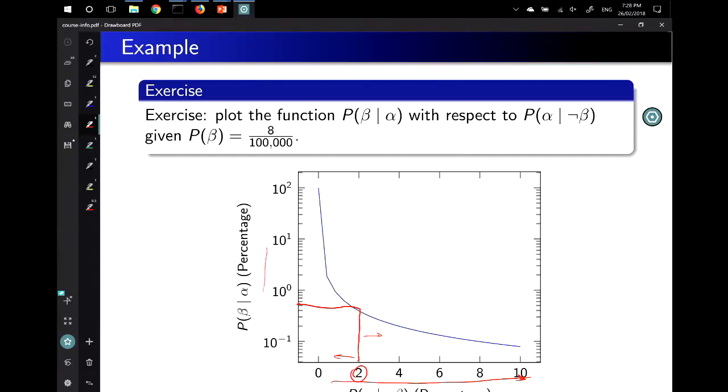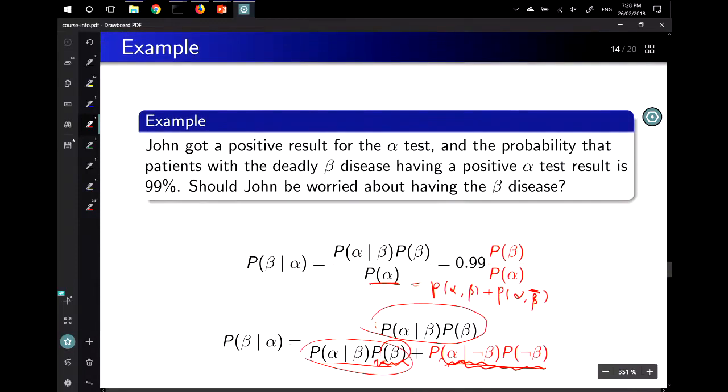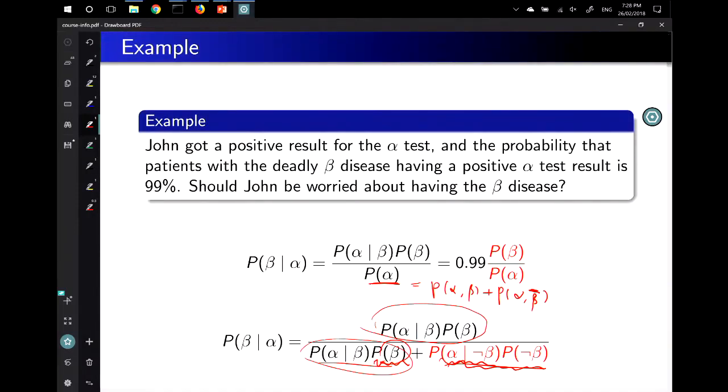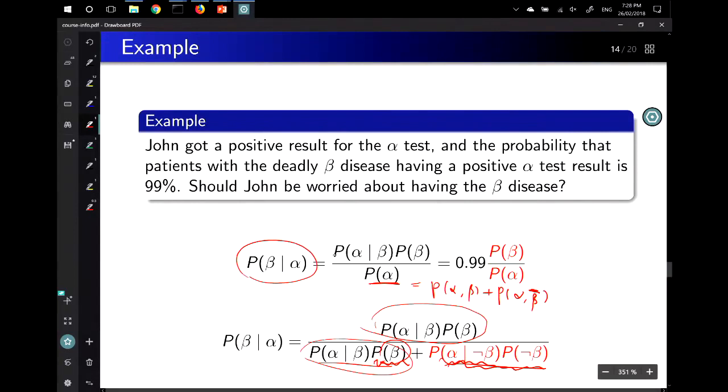There are multiple reasons contributing to that, but one of the things is that people mess up these two numbers. So this number is 99%. This is very high. But this number being high does not really mean this number is high.